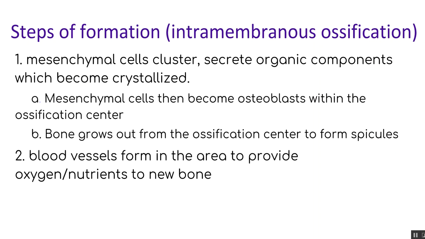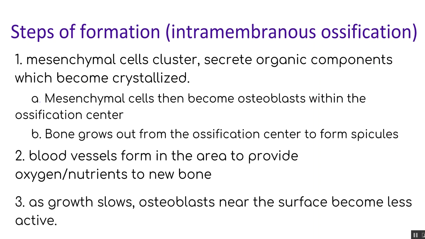And then blood vessels form in the area to provide oxygen and nutrients to bone. Because again, remember, bone growth is active. They are living things. And as the growth slows, as they start to reach how big they're supposed to be, osteoblasts near the surface become less active. Okay. You might be wondering how those blood vessels, because we looked earlier this week, get in the middle of bone? Well, when you look at number 2, those blood vessels are forming in the area and the bone actually grows around it. So it's not like they just travel through a tunnel in the bone. The bone actually grows around it.